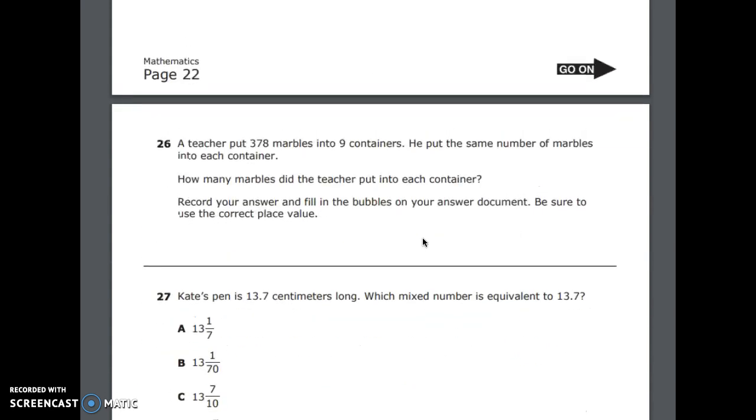Number 26. A teacher put 378 marbles into 9 containers. He put the same number of marbles into each container. How many marbles did the teacher put into each container? Record your answer and fill in the bubbles on your answer document. Be sure to use the correct place value.